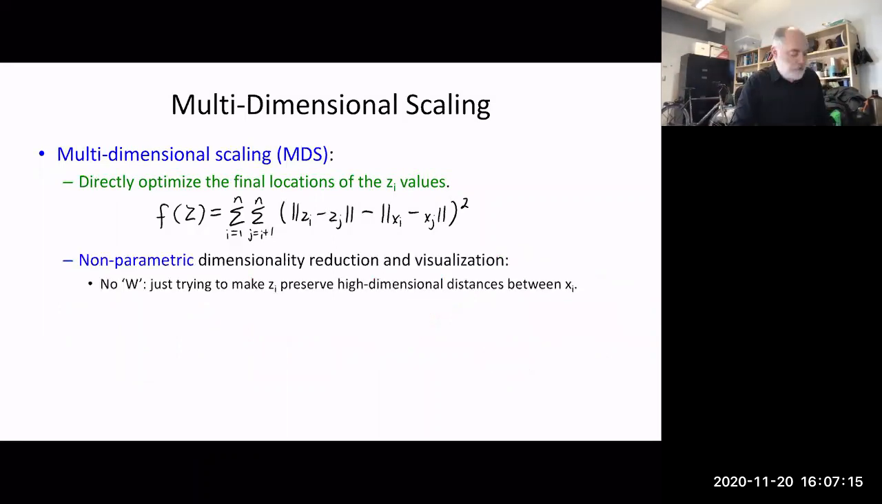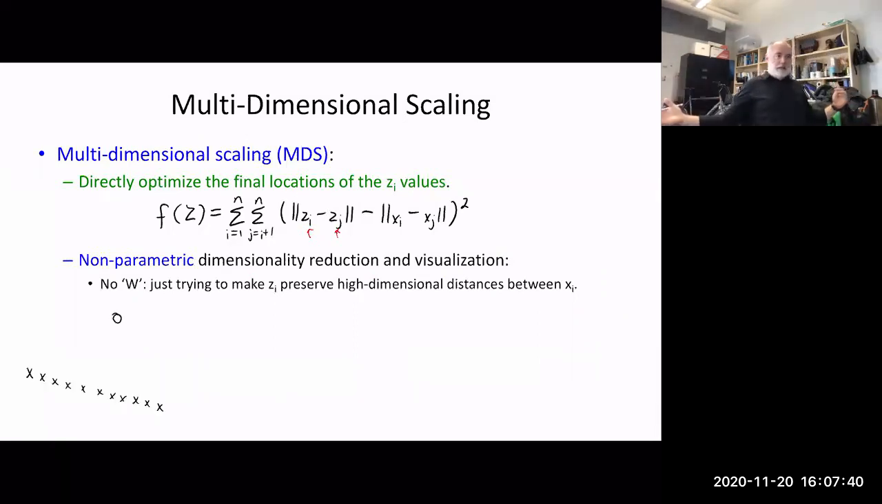You can think of this as a non-parametric dimensionality reduction technique, because we literally have embedding points for every single data point. We're not learning a W matrix of parts or principal components or something like that. We're just trying to make the Z preserve high dimensional distances in X, okay?